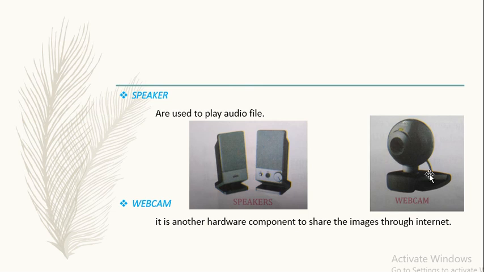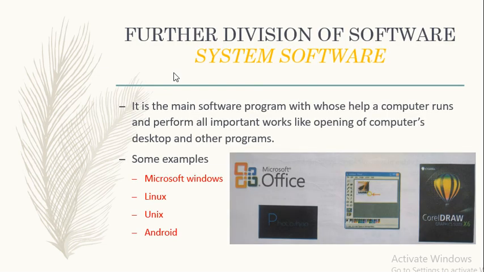Now this second one is called a webcam. What are the uses of webcam? It is another hardware component to share images through the internet. If we want to do video conferencing or video call, then we use this device. With the help of this device, we can transfer or share images through the internet, and we can also perform video calls.